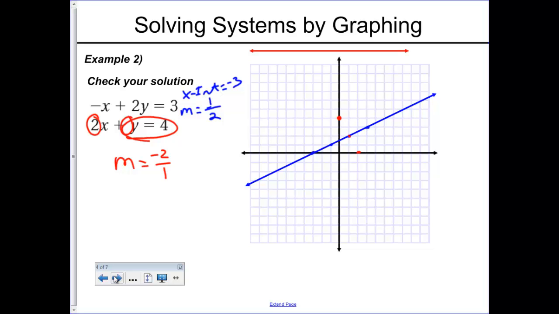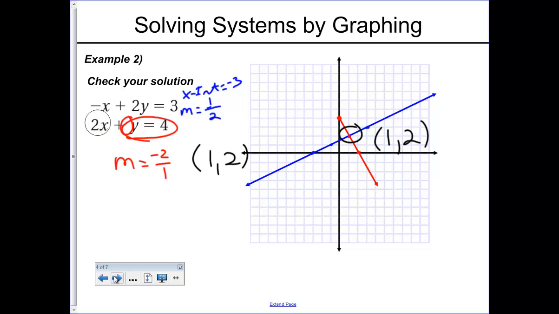And we can already see where our system is going to intersect. So I don't need to make this line very long, because I can clearly see that the intersection occurs right there. The only question is, what is the value at that point? Well, we have a 1 for x and a 2 for y. So the solution of this problem is 1, 2.